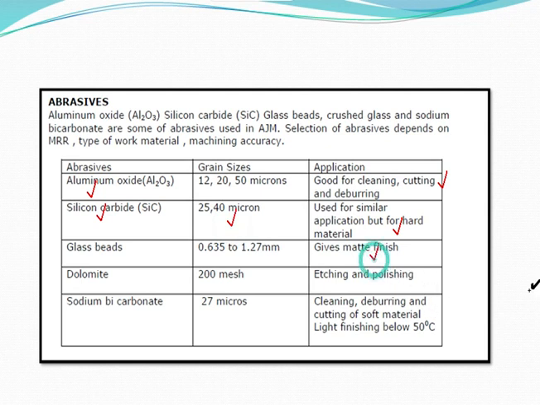If I want to give a matte finish, then the glass bead abrasive must be selected, and it should vary between 0.635 to 1.27 millimeter. If I want an application for etching and polishing process, then I must use dolomite, and the size should be 200 mesh. If I want to go with cleaning, deburring and cutting a slot of material or light finishing below 50 degrees Celsius, then I must go with sodium bicarbonate, and the grain size must be 27 microns. Now let's move to the next slide.